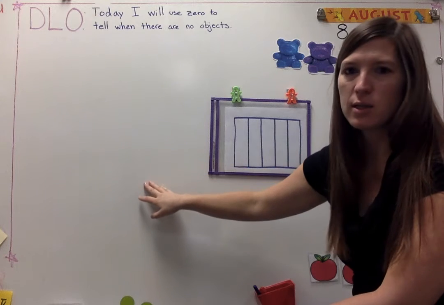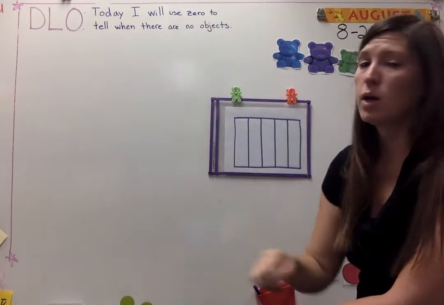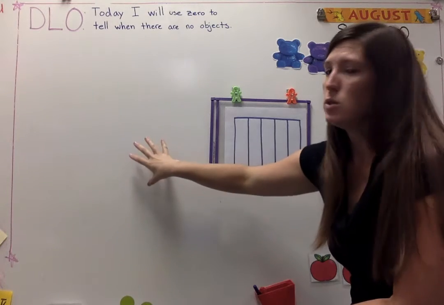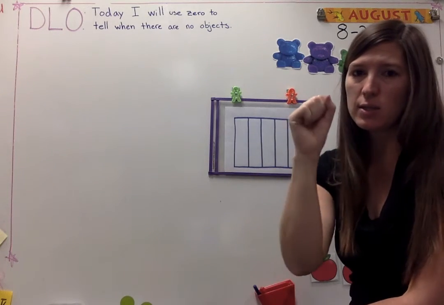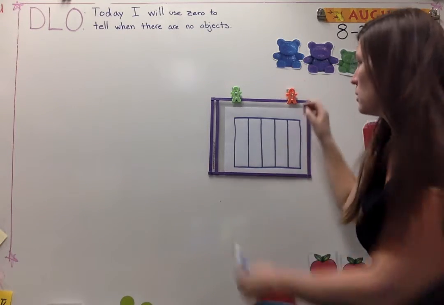How many objects? 0. Just like our DLO, we'll use 0 to tell when there's no objects. No objects, nothing means 0. Nothing, none at all. We don't need to color anything in.